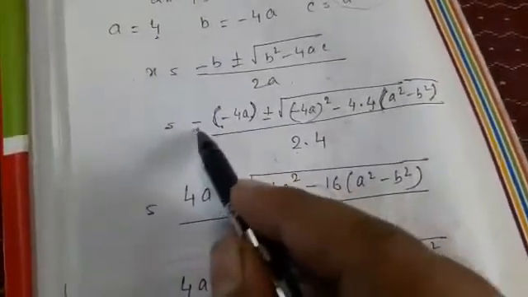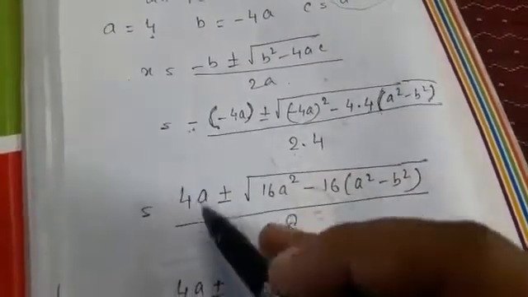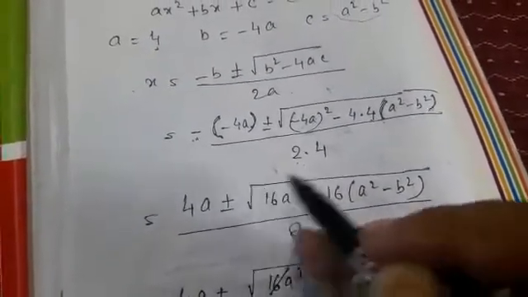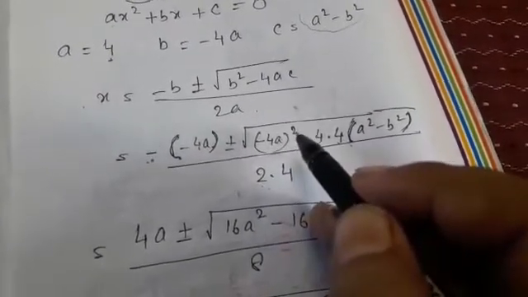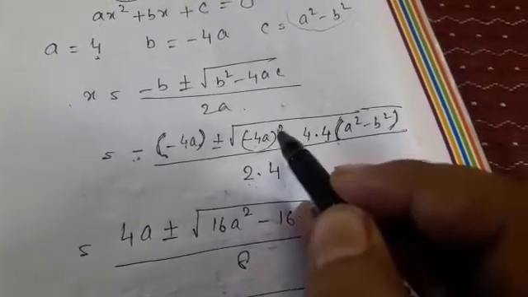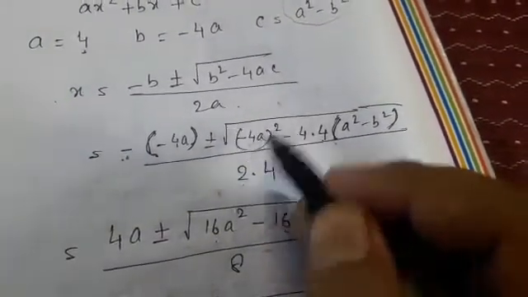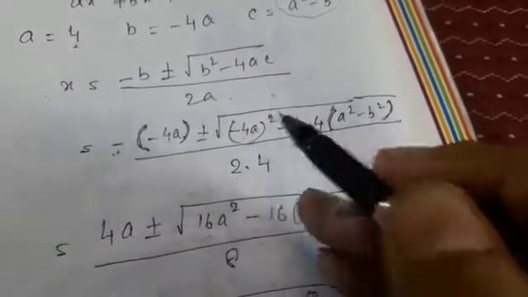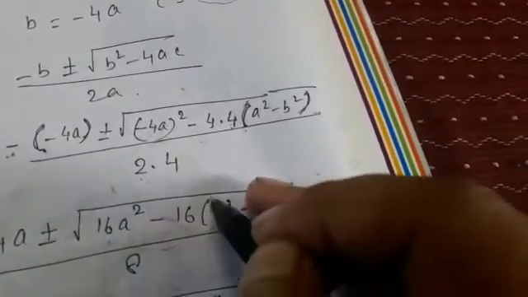Now see, minus minus is what? Minus minus is plus. So plus 4a. You have got plus 4a here. Plus minus, right? Root under. Now see, minus 4a square. So see, minus square will give you minus into minus. It will become plus. 4 square will give you 16, and a square will give you a square. So this term will give you 16a square when you make the square of it, right? Now see students, 4 into 4 is how much? 16. So 16 in the bracket a square minus b square.